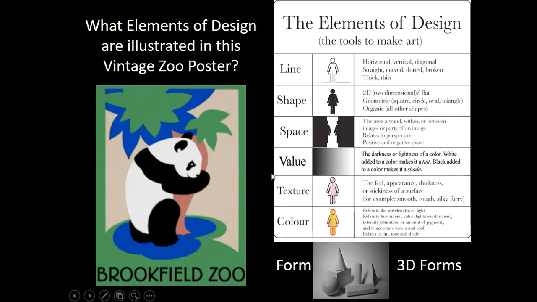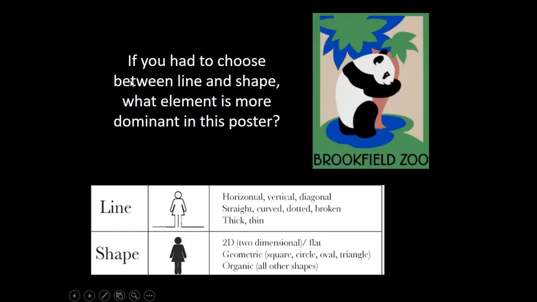And I would challenge you to put your pointer on what you think is the most dominant element of art used in this design. Is it line, shape, space, value, texture, color, or form? Well, students in our live class said that color was the most dominant element used, and I'd have to agree. If you had to choose between line and shape, what element is more dominant in this poster? Put your pointer next to the one you think is most dominant. Line or shape?